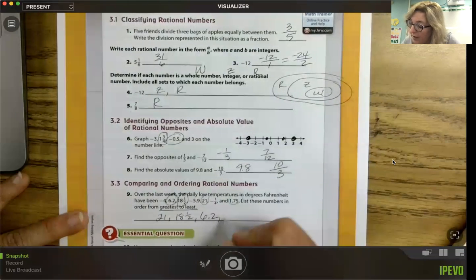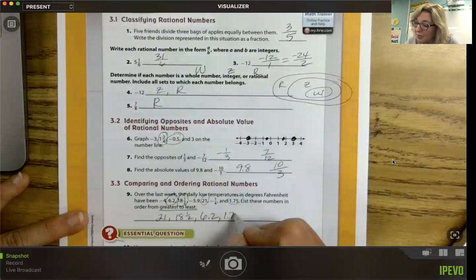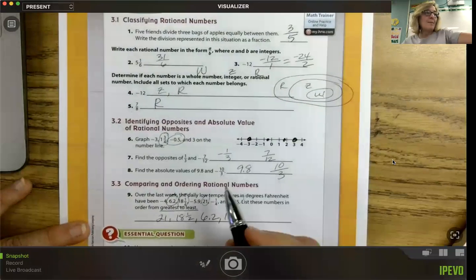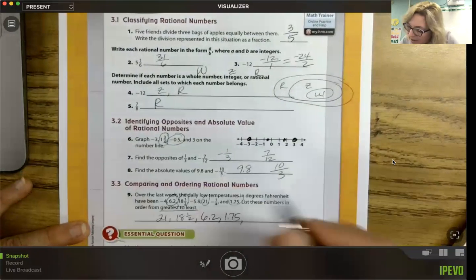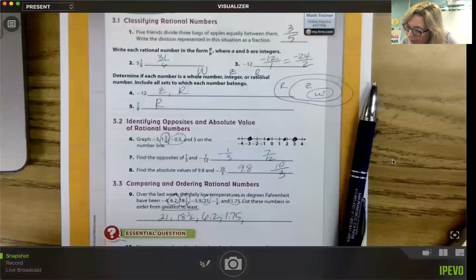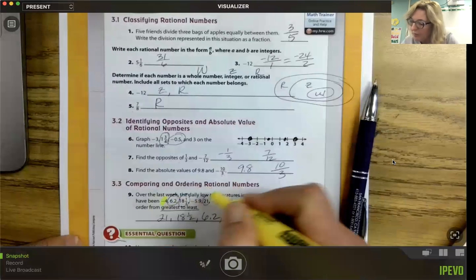1.75. Okay, now we have three. I'm going to highlight them so I can see them. 3 negative quantities, -4, -5 9/10, and -1/4.